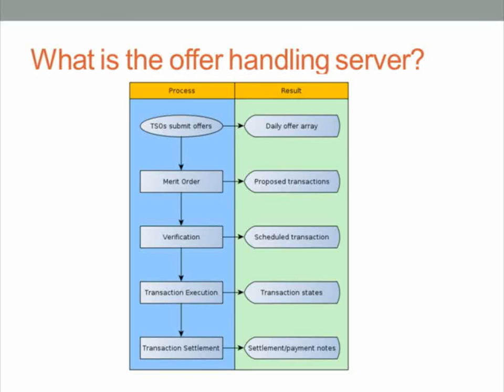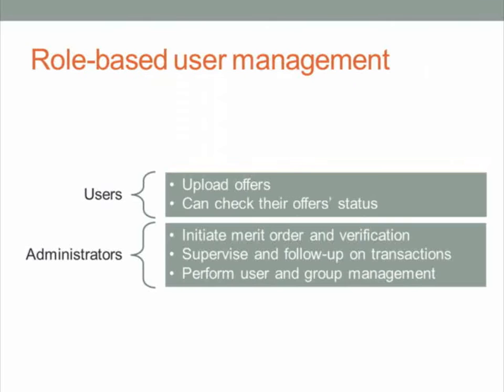This process requires a separation of user roles, and this separation is a classical case of role-based user management. The application's users fall in two groups: users who can upload offers and check their offer status but have no access to information about other users or their offers, and administrators who can initiate merit order and verification, supervise and follow up on transactions, and perform user and group management, but otherwise they can play no role in the aggregation of offers.